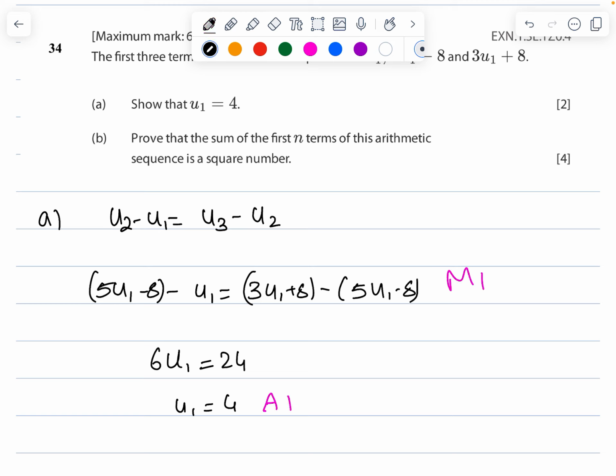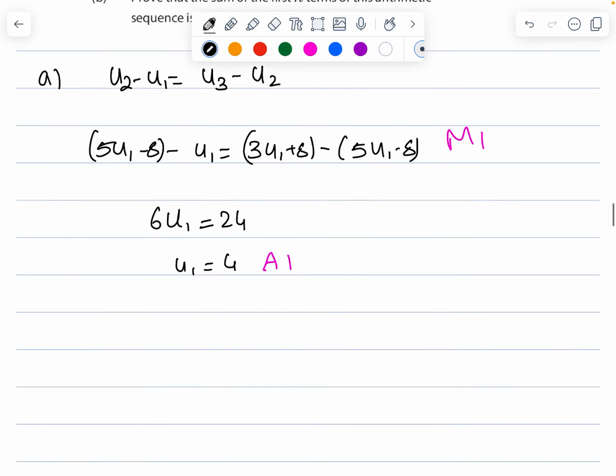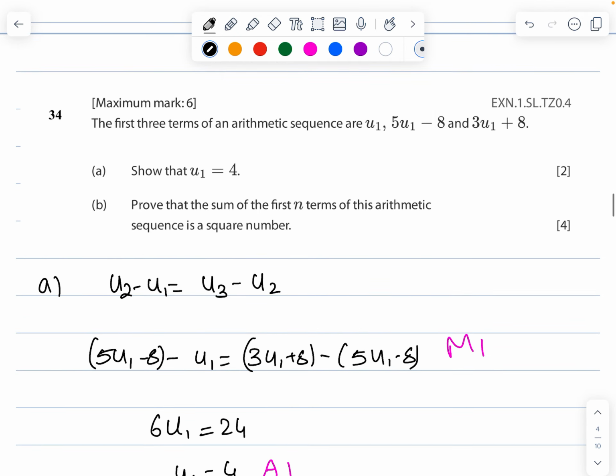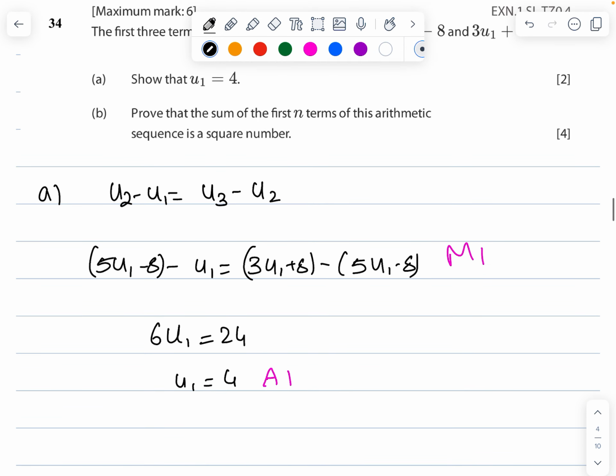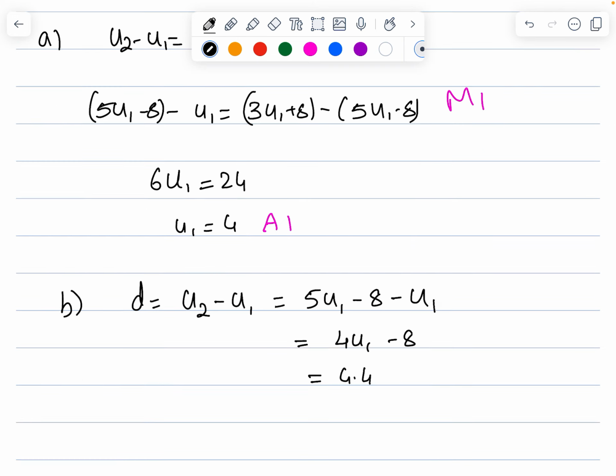Prove that the sum of the first n terms of an arithmetic sequence is a square term. So now, first of all, I have to find the common difference. For part B, I'll find the common difference, which is u2 minus u1, which is 5u1 minus 8 minus u1, which is 4u1 minus 8. u1 was 4, so 4 times 4 minus 8, so the common difference is going to be 8.